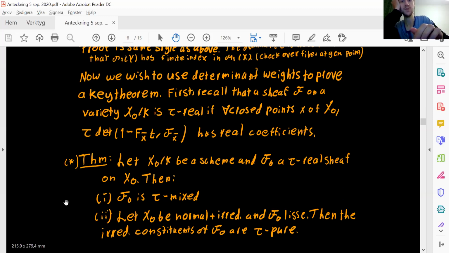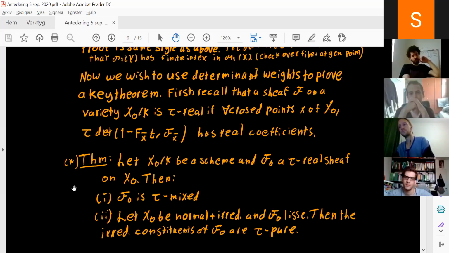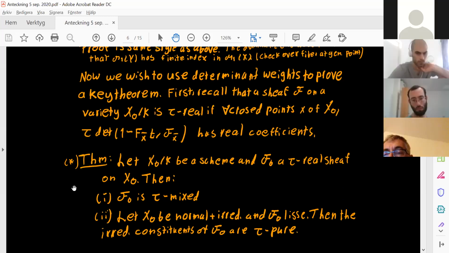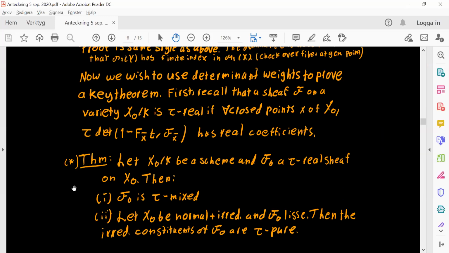So is the statement of the theorem clear to everyone? So f0 is a tau real sheaf, but it doesn't have to be lisse, right? No. So it's a general constructible Q_l bar sheaf. Yes, which is tau real.